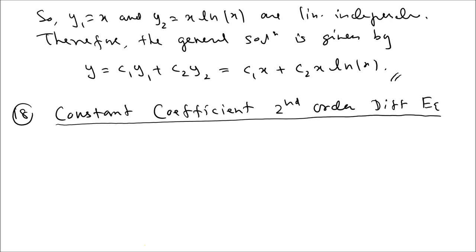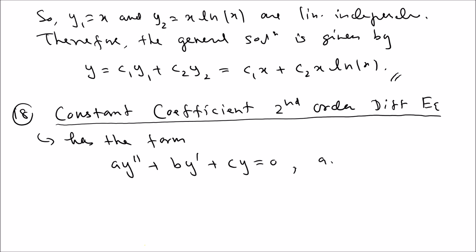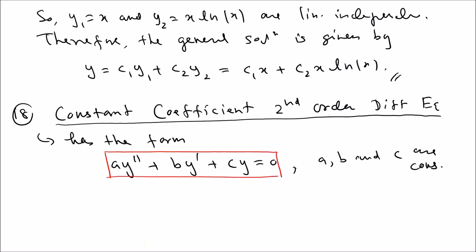So this kind of equation has the form: a constant times y double prime, plus another constant times y prime, plus another constant times y, equals 0, the homogeneous equation. And we know that a, b, and c are constants. That's the case we are trying to understand, a very special case. Now how do we solve this one? We assume a solution of the form y equals e to the lambda.